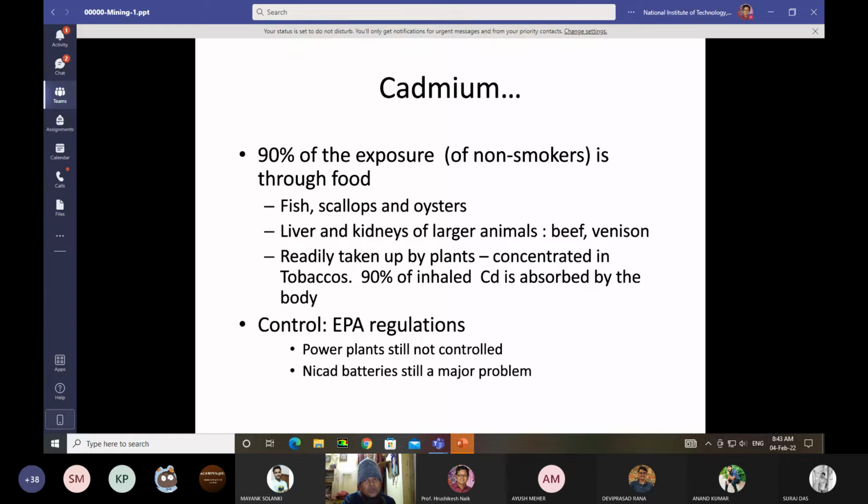90% of the exposure is through food: fish, scallops and oysters. Liver and kidneys of larger animals, beef, venison also contain cadmium.